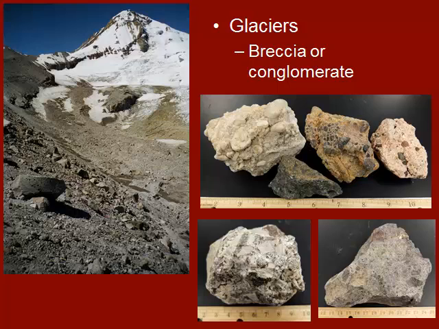We usually get breccias or conglomerates in these environments, so more angular particles, maybe somewhat rounded, but usually pretty angular because that stuff has not traveled very far. The further you go, the more rounded the particles are going to get.